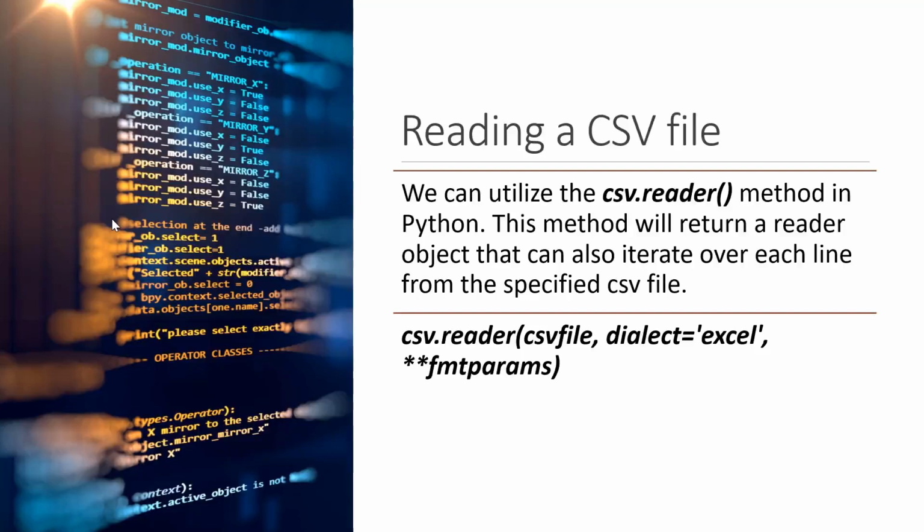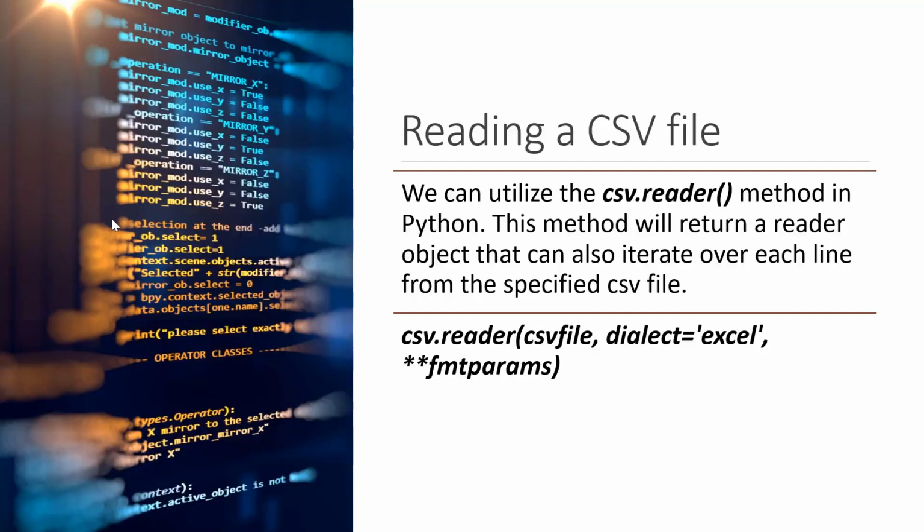Now if we want to read a CSV file, we need to use the reader method from the CSV module. The role of this method is to return a reader object that we can utilize to iterate over each line from the specified CSV file. Here on the screen you can also see the syntax of using this reader method. The syntax goes something like this: csv.reader, where CSV represents the module and reader is the method.